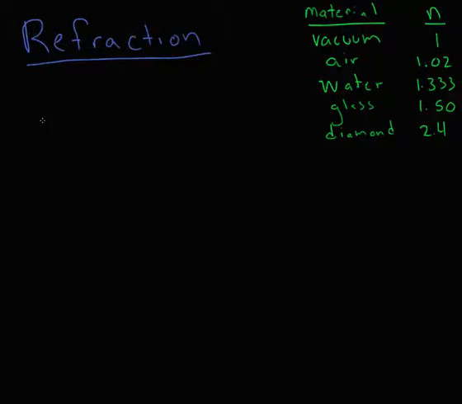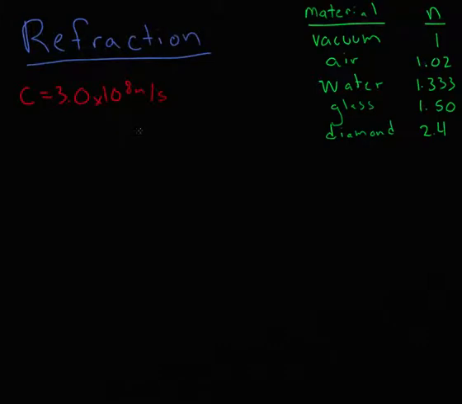For example, when light is traveling through nothing, through the vacuum of space, it is traveling at what we would normally call the speed of light, which we use the letter c for, and it is 3.0 times 10 to the 8th meters per second. However, when light travels into something else, it will slow down. How much it slows down depends on what it's traveling into.